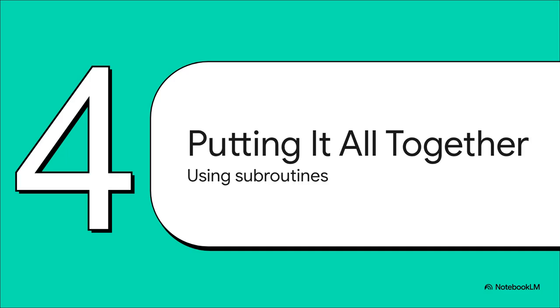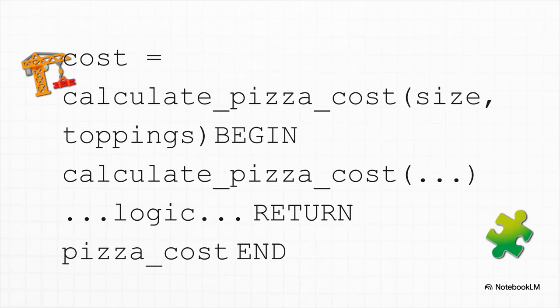The key is to break things down into smaller, bite-sized pieces called subroutines. Check this out. Our main program at the top is kept nice and simple. Instead of cluttering it up with all the pricing logic, it just makes a call to a helper. It says, hey, calculate pizza cost. Here's a pizza size and the number of toppings. Go figure out the price for me. That call then runs the second block of code, which does the work and uses the return keyword to send the answer back. This is called modularity, and it's how you keep big programs from becoming a nightmare.